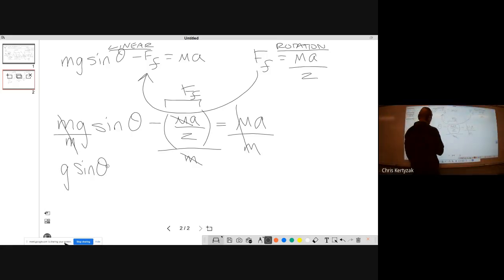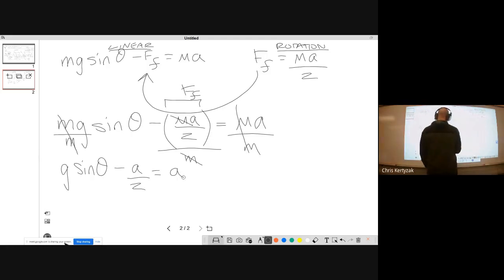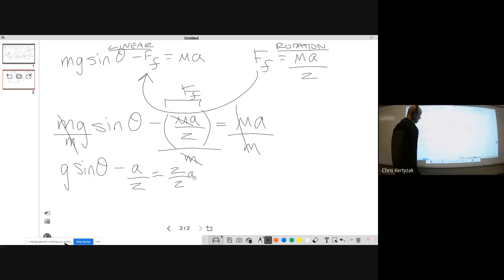g sine theta minus a over 2. Since my m's are gone there, all I'm left with is a over 2 equals a. Now I'm going to go ahead and throw this equals a. Instead of writing equals a, I'm going to write equals 2 over 2 a, because 2 over 2 is still 1, right?